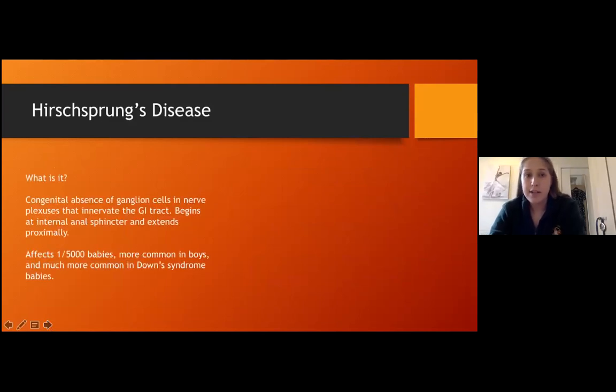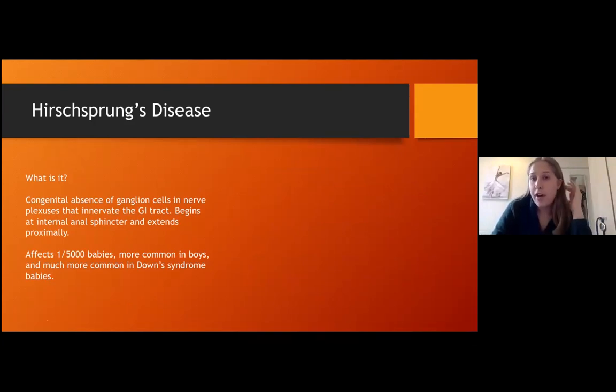Okay, so the next one is Hirschsprung's disease. This is a congenital absence of the ganglion cells in the nerve plexuses that innervate the gastrointestinal tract. It generally begins at the internal anal sphincter and it extends proximally, so it's the far end of the bowel that's affected. It affects about 1 in 5,000 babies. Again, it is more common in boys and is very common in Down syndrome babies.